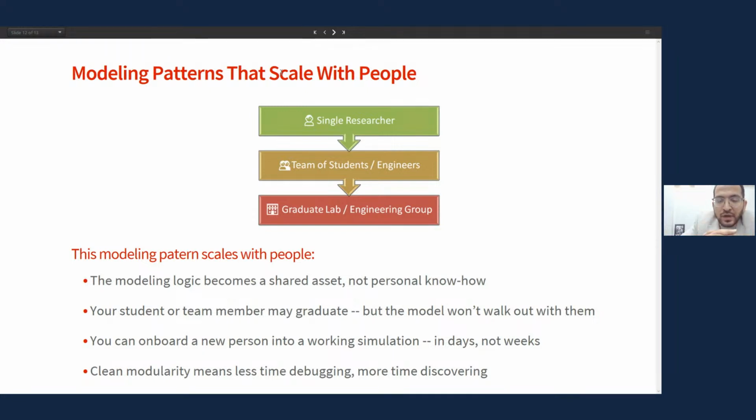All right. So this is a modeling pattern that scales with the number of people that you have in your organization. So for instance, if you have a single researcher working on these models, if the code is modular, then it can be better shared with the other team members, and similarly with your engineering group or your lab. The point here is that this modeling logic becomes an asset and is not limited to only a single person. And if a team member leaves, or if a graduate student leaves, they don't walk out with this model. Other people in your team can understand it if you have modeled your PDEs in a modular and scalable way. And if you are hiring a new person, then you can onboard them on a working simulation in days and not weeks. And this clean modularity means less time debugging and more time discovering new solutions.